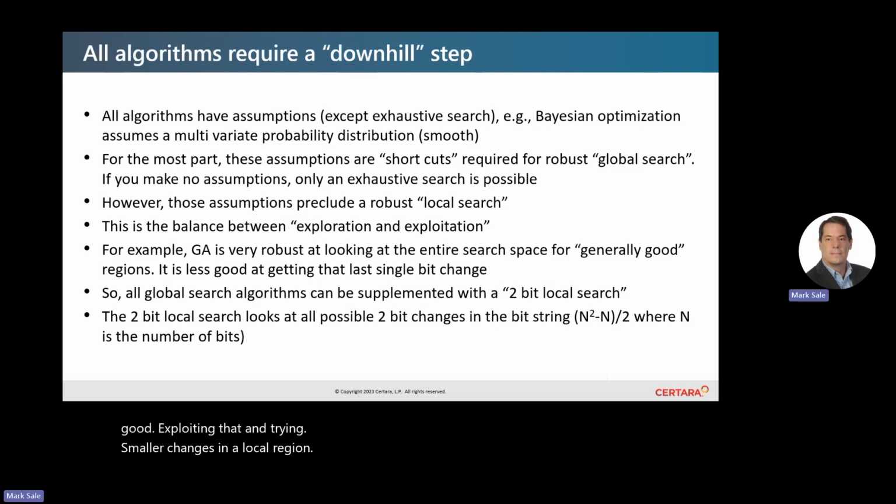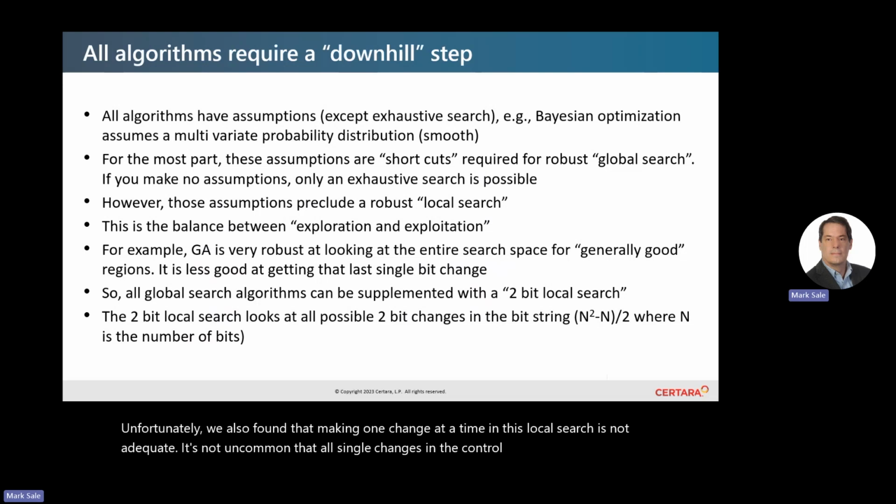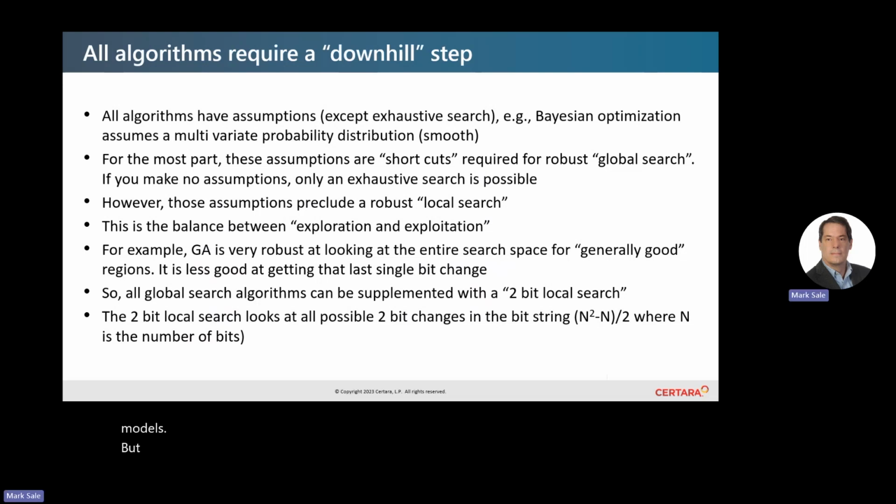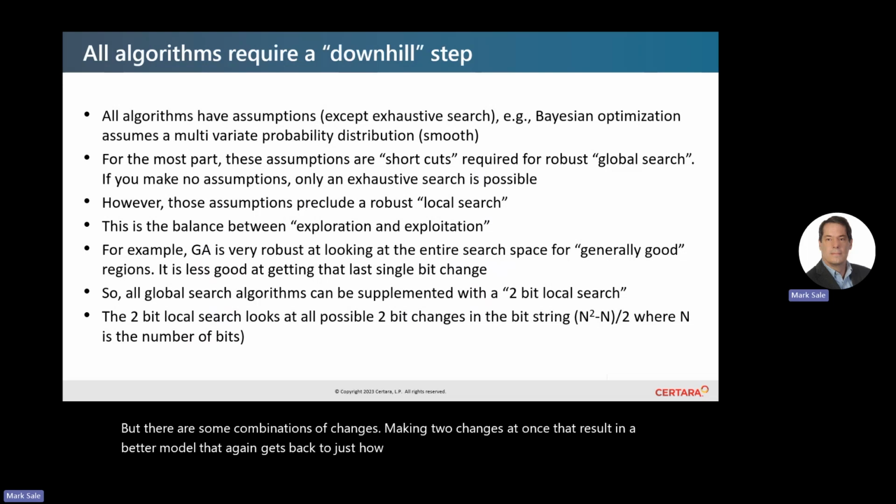Unfortunately, we also found that making one change at a time in this local search is not adequate. It's not uncommon that all single changes in the control file will result in worse models, but there are some combinations of changes, making two changes at once, that result in a better model. And that again gets back to just how complex this search space is and how unpredictable the search space is and how not smooth it is.